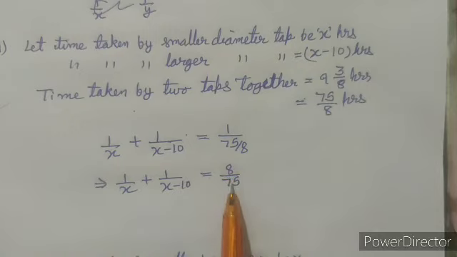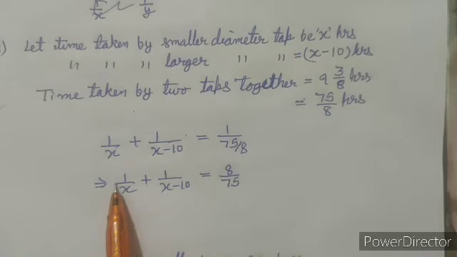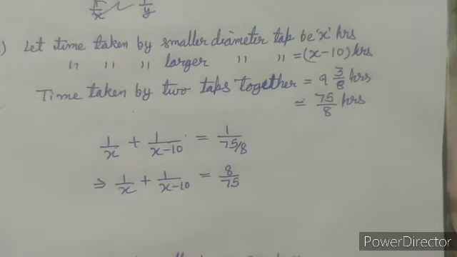by 75. Now we can convert this in the form of quadratic equation, and then we can find out the value of x by quadratic formula.